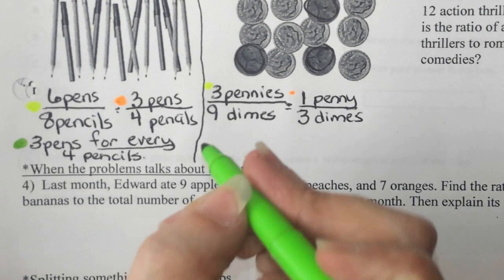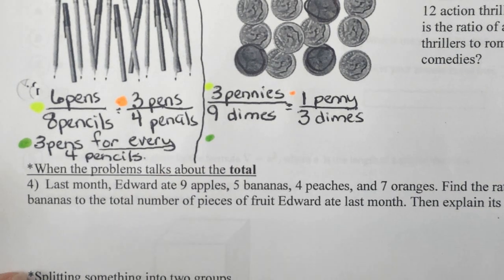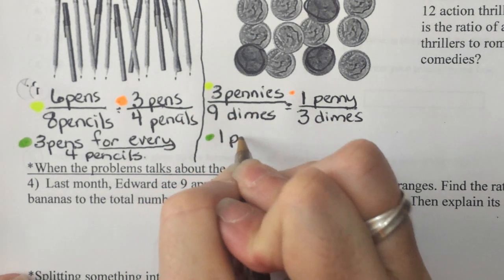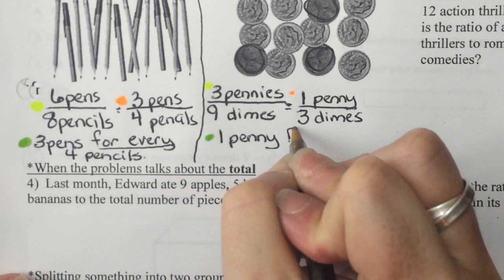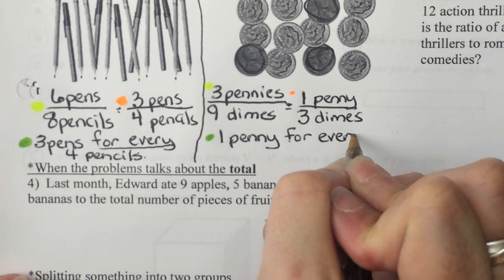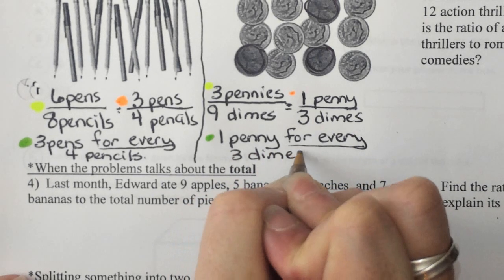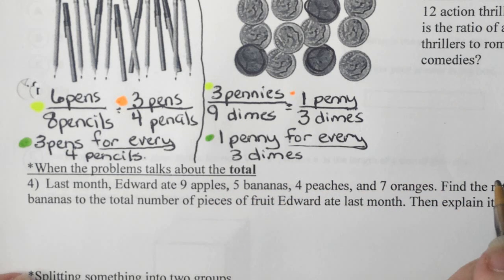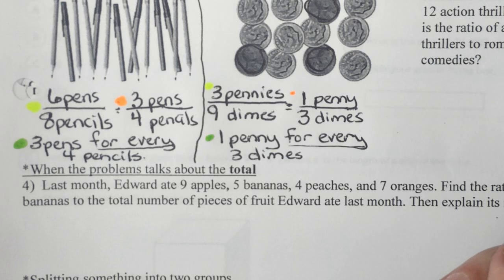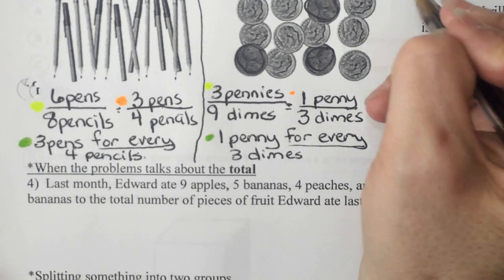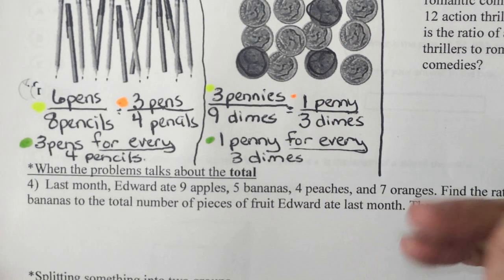And then the last thing is the explanation. So, 1 penny for every, there's the key words, 3 dimes. Another thing, if it is improper, so if it happened to say 3 dimes to 1 penny, it's okay. We just leave them. It's kind of hard to get used to. Okay, so let's do number 3.